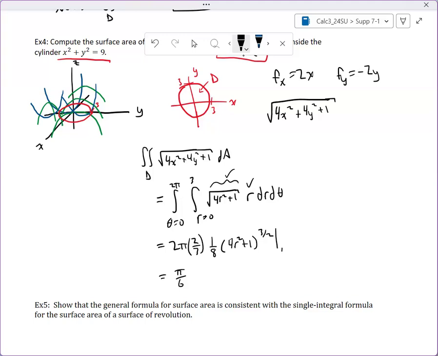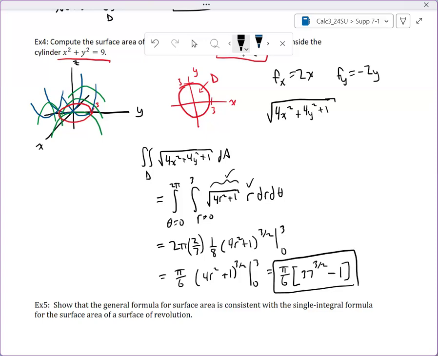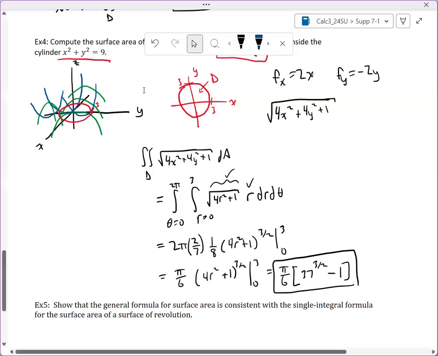Oh, and evaluate it from 0 to 3. So it's pi over 6, 4r squared plus 1 to the 3/2 from 0 to 3. And when r is 3, we get 9 times 4 is 36, plus 1 is 37 to the 3/2, so 37 times square root of 37. And then when r is 0, we just get 1 to the 3/2, so minus 1. So not the prettiest number in the world, but that's what it is.